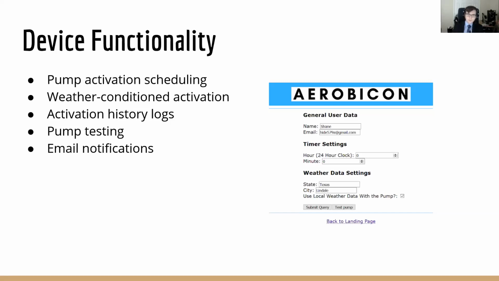We wanted to include also some powerful troubleshooting tools. Every time the Aerobicon activates the pump, it writes this information to a log, and users can go in and view the logs. If the sprinkler system is not activating when they think it should, they can look at the logs and see if it was supposed to activate and just didn't, or if the activation got delayed for some reason. To go hand in hand with this, the settings page also offers a test pump button that allows users to briefly activate their pump and make sure it is functioning properly.